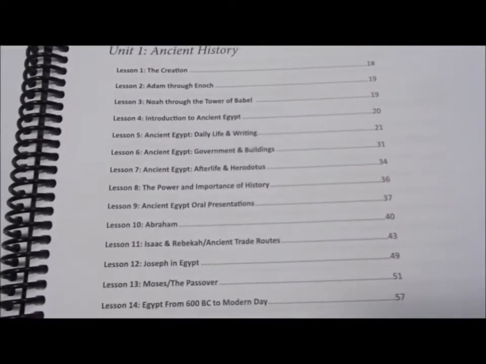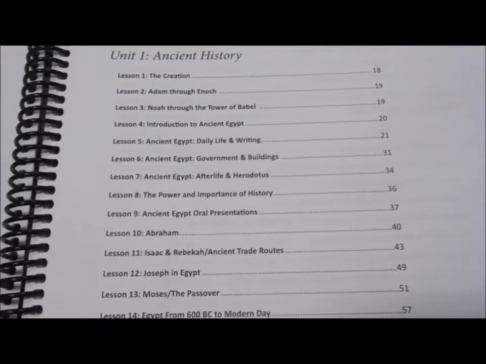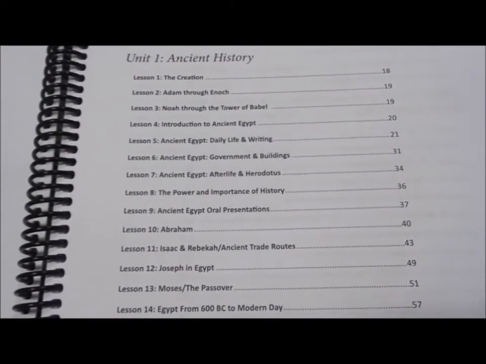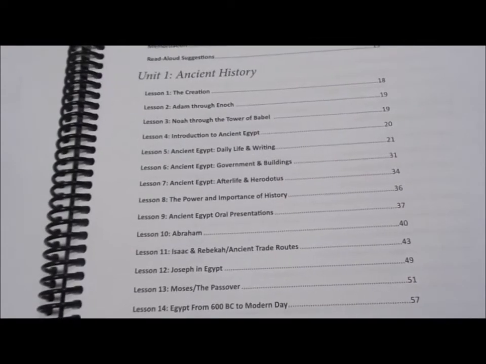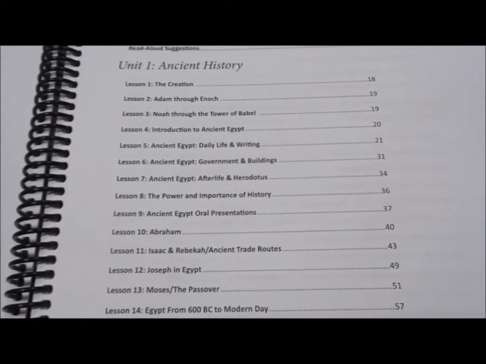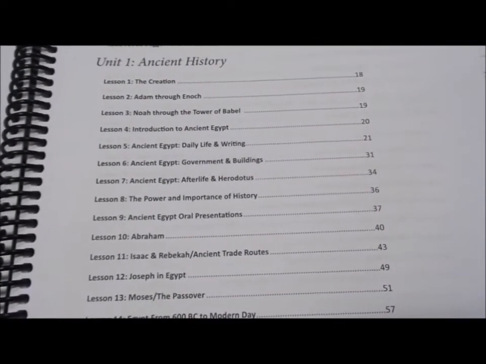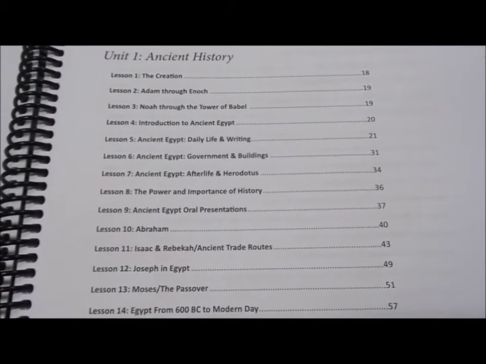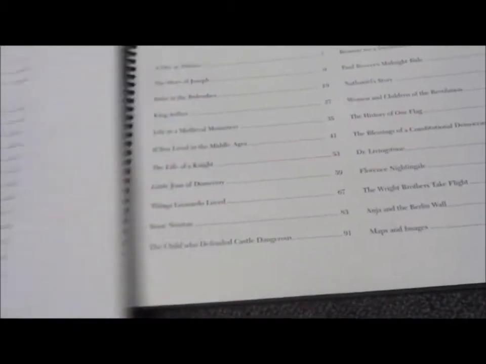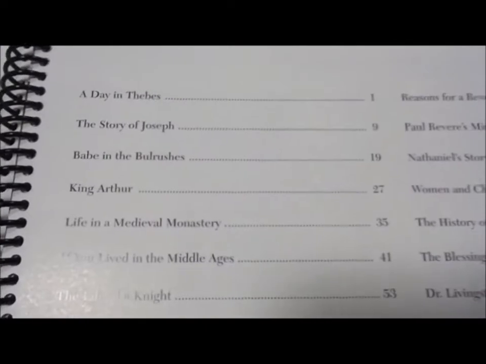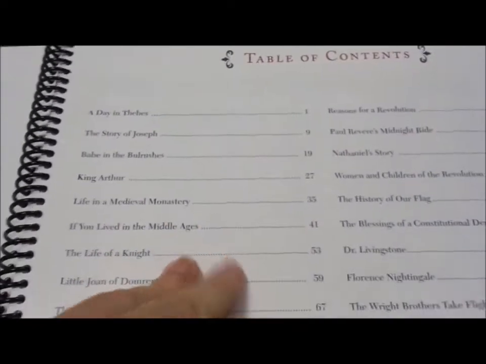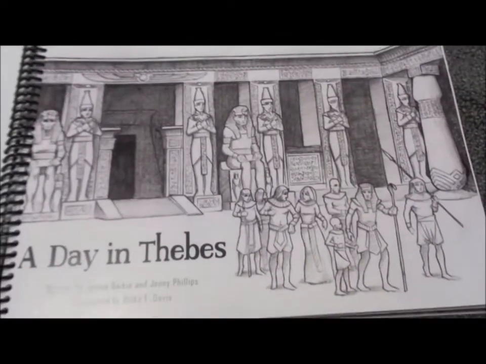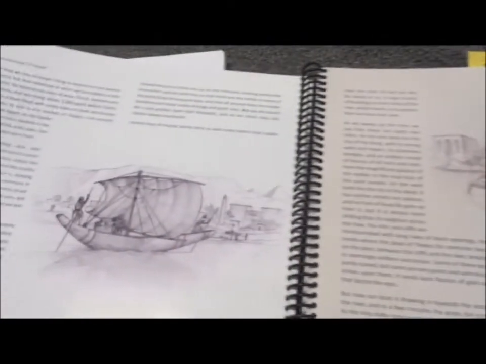So Unit 1 is Ancient History, and we're focusing on the creation story. We're focusing on ancient Egypt, and there's a lot of how the Bible plays into that with the story of Joseph and Moses. With Unit 1, we have stories such as A Day in Thebes. That's a secular story. Beautiful pictures, pen and ink.